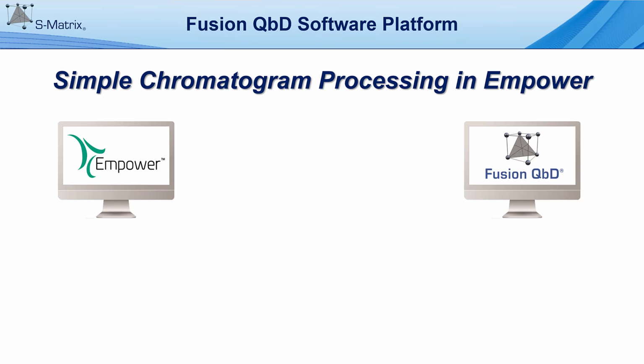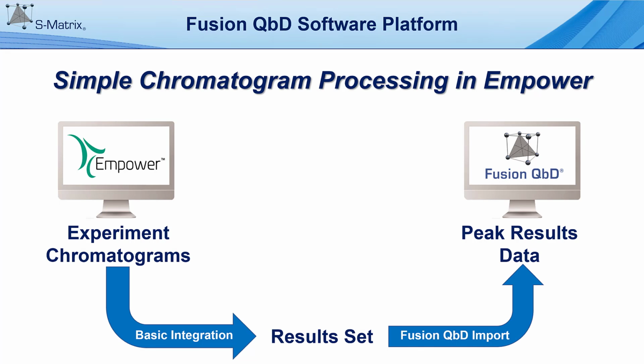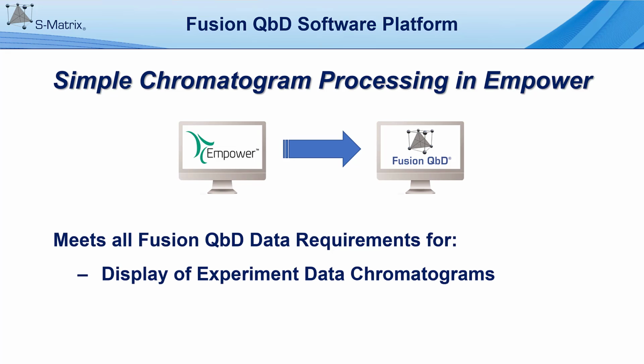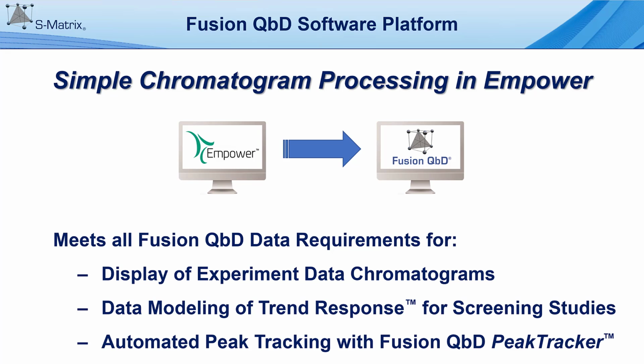This simple processing protocol starts with your experiment chromatograms. We will apply basic integration to generate a result set from which Fusion QbD can import all peak results data. This simple protocol meets all Fusion QbD data requirements for display of experiment chromatograms, data modeling of trend response data for screening studies, and automated peak tracking using the Fusion QbD Peak Tracker technology.